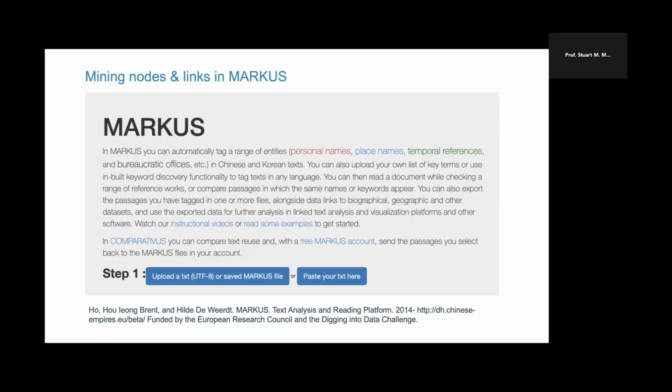Chinese and Korean texts. But besides the automatic taggable entities from Chinese and Korean texts, you can also upload your own list of keywords to let the system automatically tag the terms you want in a text. So theoretically, you can also use this platform for any language.